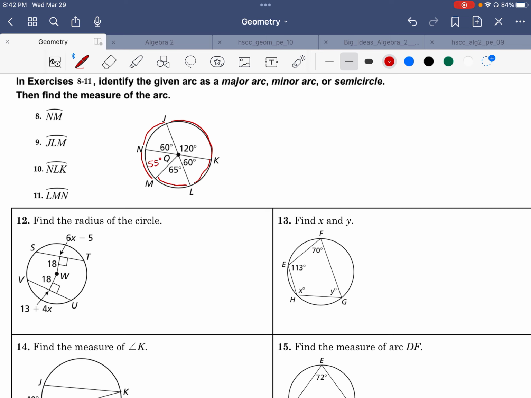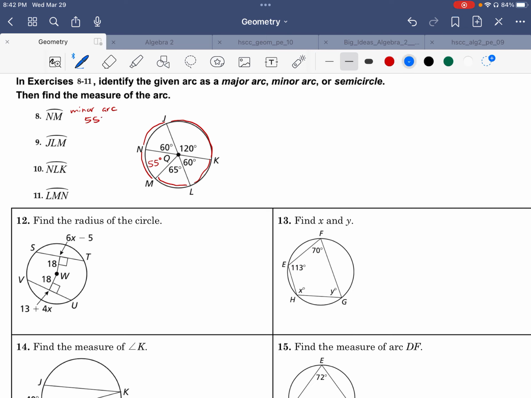Now we have all the arcs, and now we're going to find arc NM. So I'm going to grab a highlighter here. NM is just this guy right here, the thing we just found. That is a minor arc because it's less than half the circle. So this one here, we would call it a minor arc. And we also know the measurement is 55 degrees. So it's a minor arc with a measure of 55 degrees.